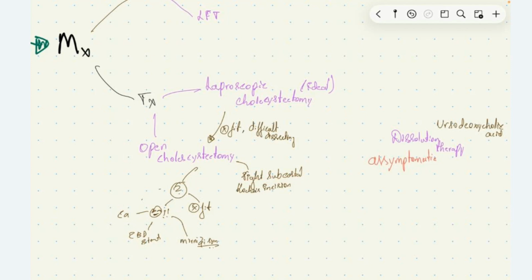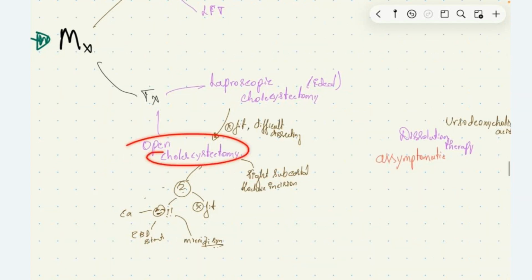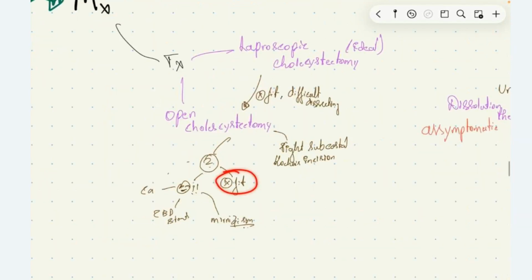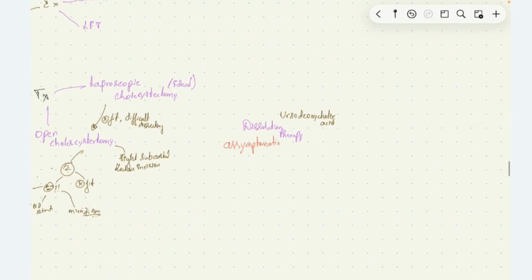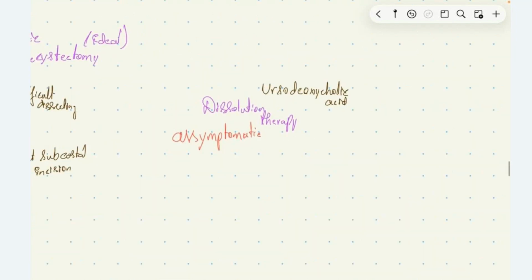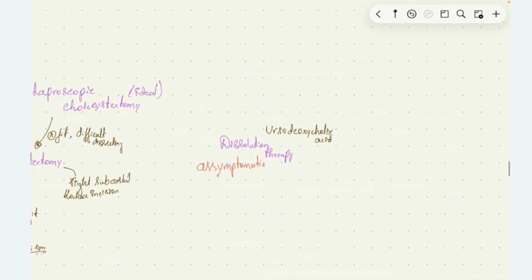So the indications for open cholecystectomy are: if the patient is not fit for laparoscopic cholecystectomy, or if we suspect common bile duct stones, Mirizzi syndrome, or carcinoma gallbladder, we should do open cholecystectomy. And if the patient has asymptomatic gallstones, we can try dissolution therapy with ursodeoxycholic acid, but this is rarely effective.